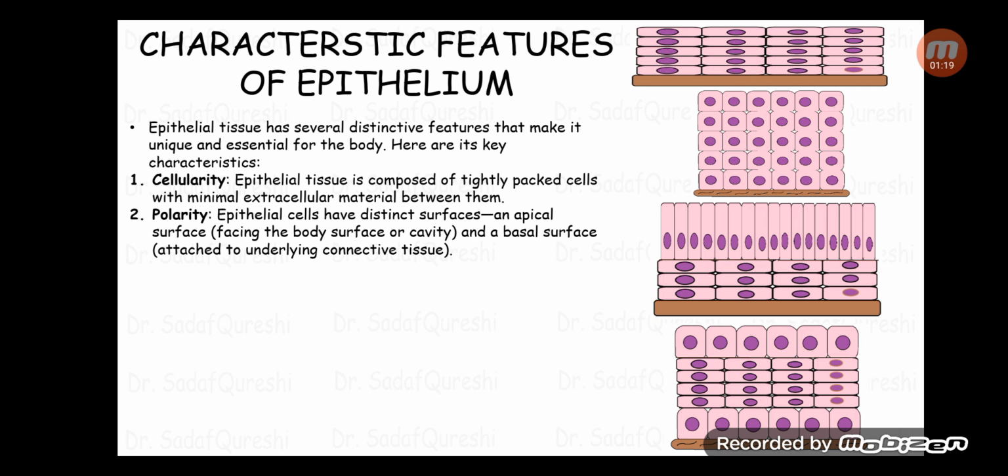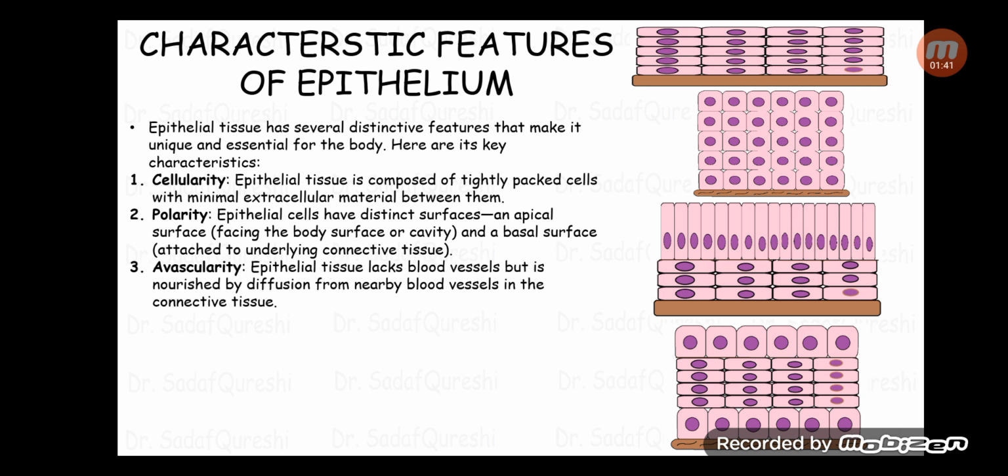As you can see there in the diagrams, the brown color here is the basement membrane, and the cells attached to it are the basal cells. The side of the cell towards the basal cell or towards the basement membrane is basically the basal surface, and the side of the cell towards the surface or the cavity is the apical surface. So that's the reason these cells are called polar cells.